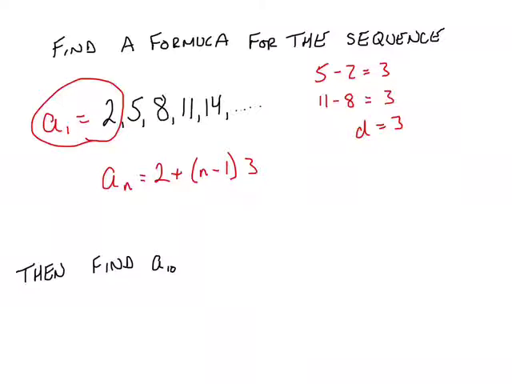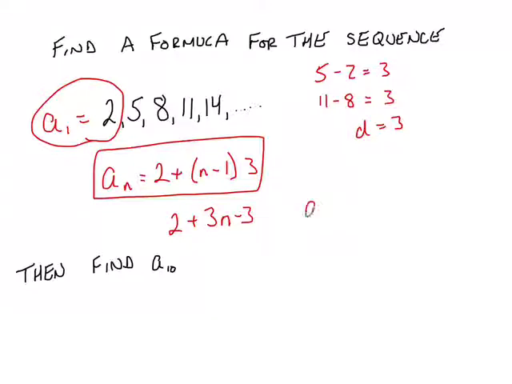Sometimes you'll want to simplify that, and instead of leaving it like this, where you can see kind of what each piece is, you could distribute the 3 and get 2 plus 3n minus 3, or get your a sub n term to equal 3n minus 1. Now, whichever of those two that you pick, we can now find out what a sub 10 is.